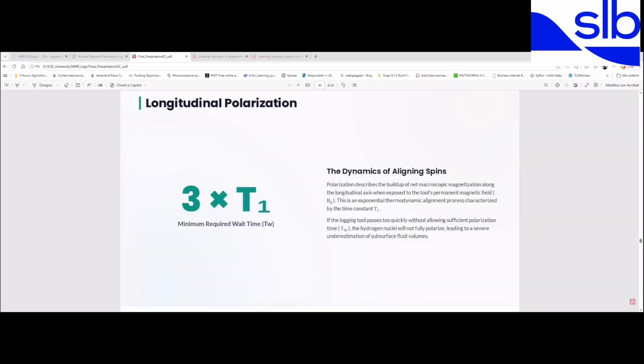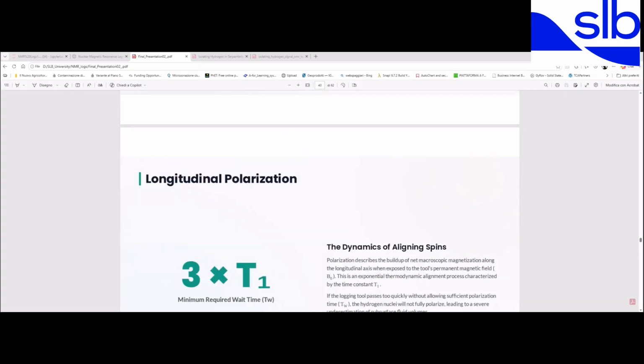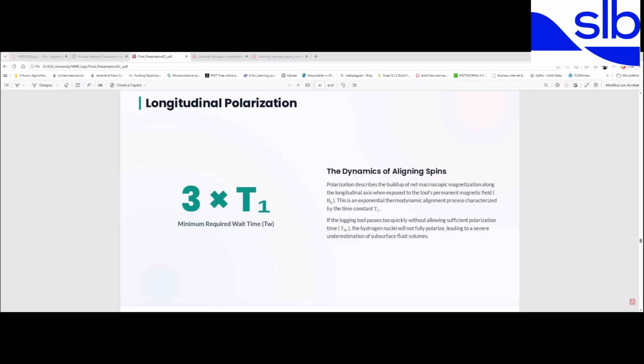It's clear that there is another problem. In reality, the reservoir is not continuous in x, y, z. You have some anisotropy. You have, for example, the longitudinal polarization. The minimum required wait time is this: multiply 3 times the T1 relaxation time. Polarization describes the build-up of the macroscopic magnetization along the longitudinal axis when exposed to the tool's permanent magnetic field. This is a thermodynamic alignment process characterized by the constant T1. If the logging tool passes too quickly without allowing sufficient polarization time, the hydrogen nuclei will not fully polarize. So if you do not have the time to polarize the hydrogen, you are not able to recognize the presence of hydrogen, leading to severe underestimation of the subsurface fluid volumes.